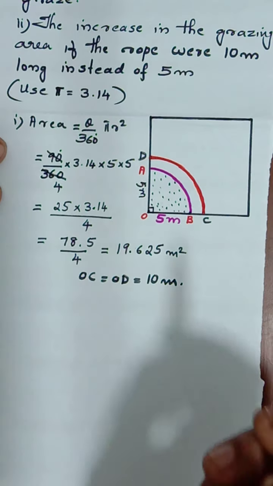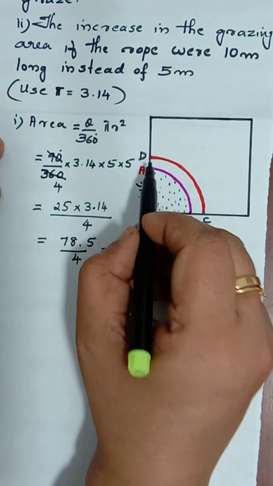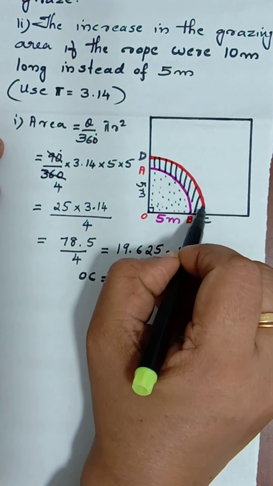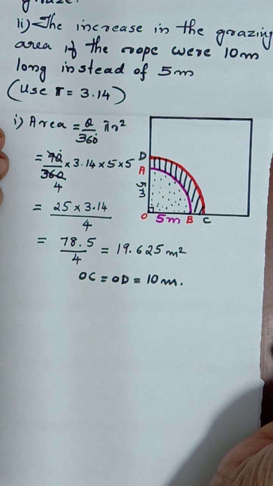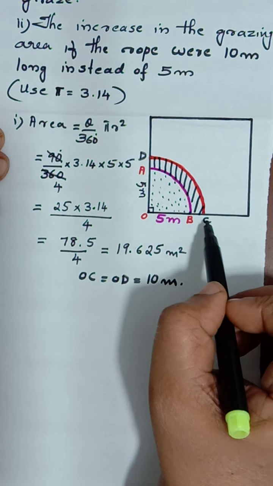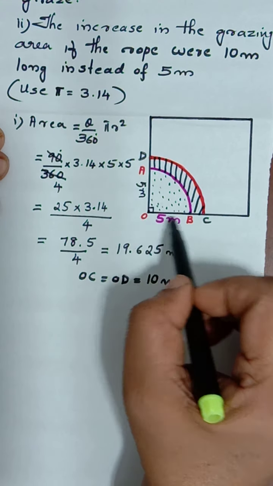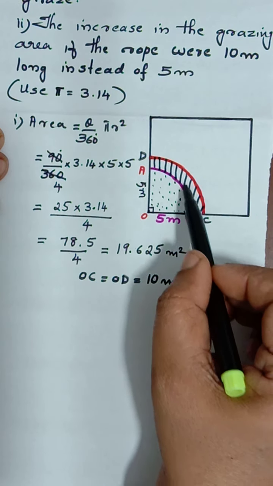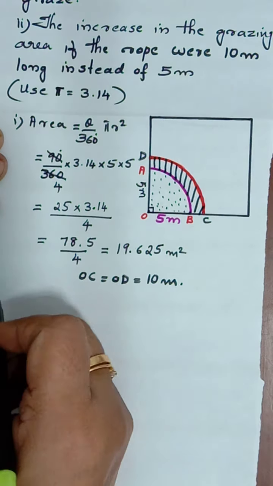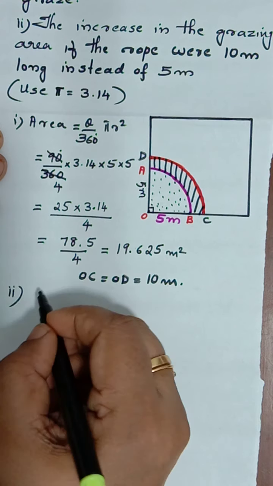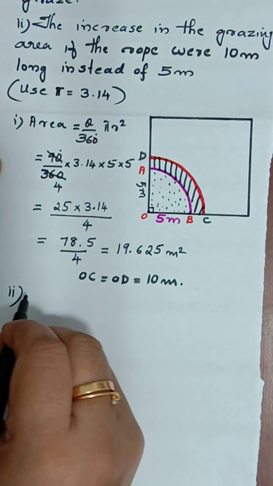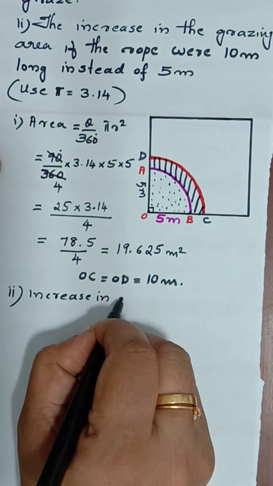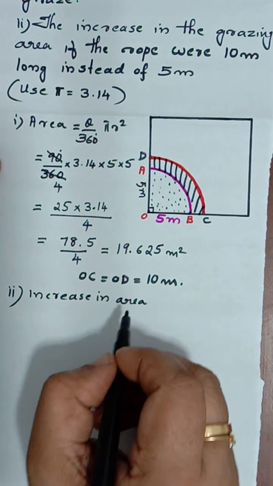Now, how to find out increase in area? Increase in area means this is the increase in area. This area. How to find out? It's a part of the ring we know. How do we get that? That is area of DOCD minus area of AOBA. So, here increase in area. How to write this step? Increase in grazing field, increase in area in which it can be grazed.